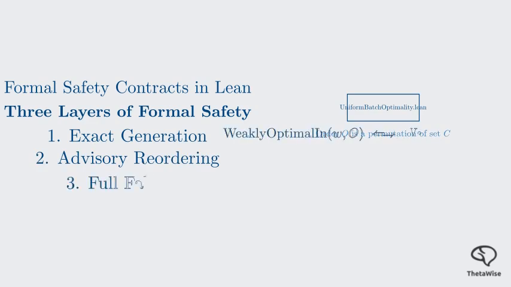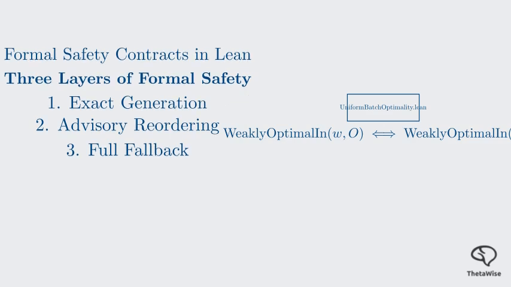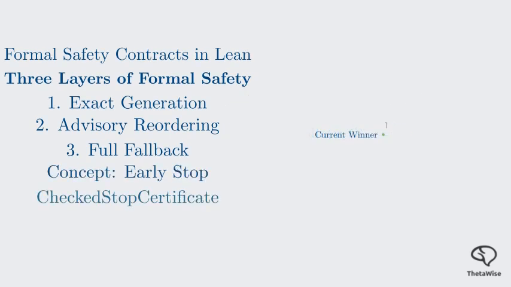The third layer is the full fallback. It guarantees that if the search goes through the entire reordered list, it is mathematically equivalent to the original exhaustive search. Finally, there is the concept of the early stop. To stop searching before the end of the list, we need a checked stop certificate. This certificate proves that the current winner dominates all remaining unchecked candidates. Without this certificate, we must check the full list, even if the model is very confident.